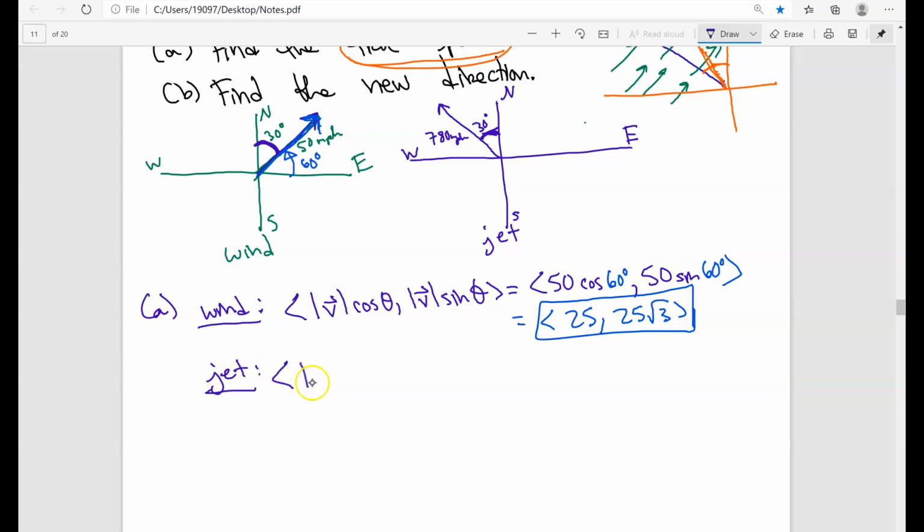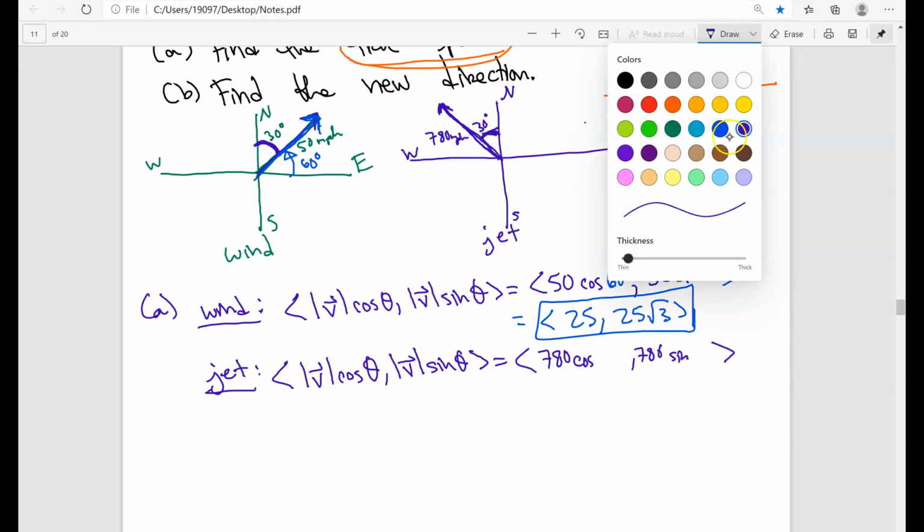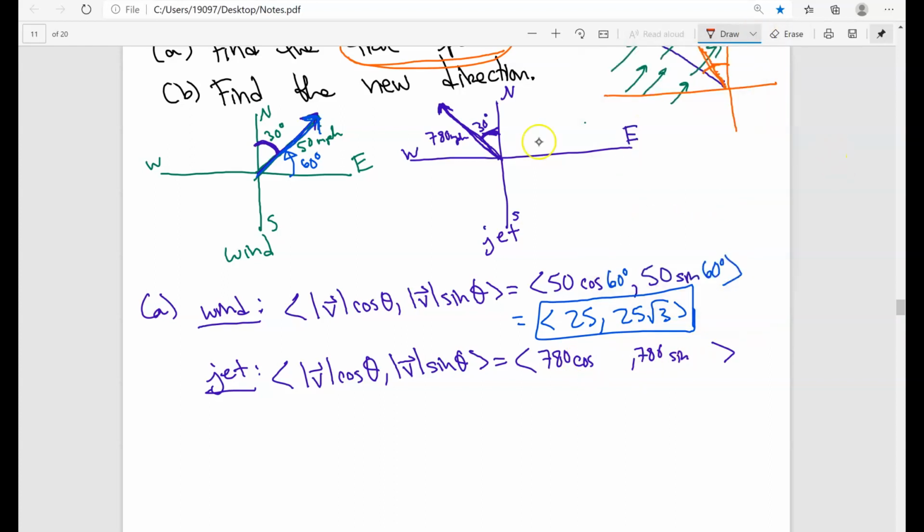So the vector for the jet is going to be exactly the same formula. Okay, still same formula. In this case, the magnitude of this guy will be 780. And now all we have to figure out is what is going to be the cosine and the sine. So what you're looking for is this entire angle, not just this guy. This is 30. We know that this guy is a 90-degree angle. So 90 plus 30 is going to give me 120. So this guy's going to be 120 degrees.